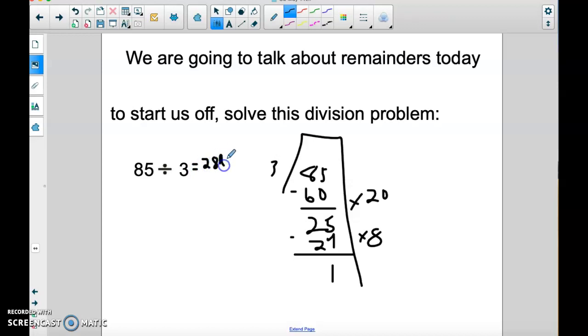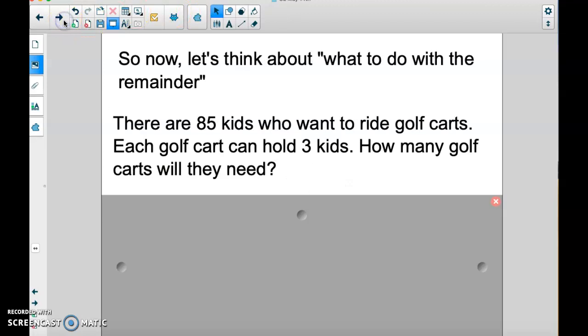remainder 1. And I know we talked about yesterday not putting it as R1, but for the purpose of what we're going to talk about for the rest of the time, I'm going to keep it as R1, even though we talked about how in 5th grade, we don't do that anymore, right? So 28 remainder 1.